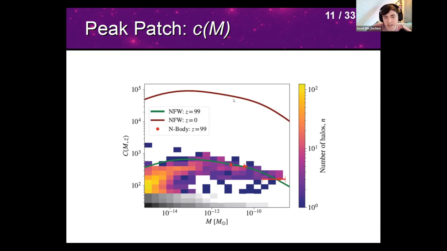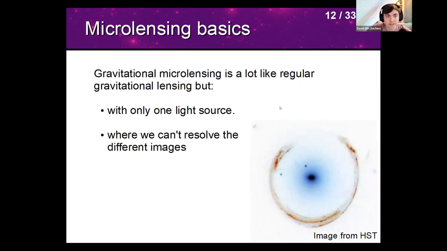Okay, so now we want to think about how we can go about finding them. We know they're very dense, and there's a lot of literature about how to find another type of dense dark matter candidate. It's primarily black holes, and we often think about doing that with microlensing. What is microlensing? It's essentially the same as regular gravitational lensing that we think of, but we typically just have one light source and we can't resolve the separate images. So what does that look like?